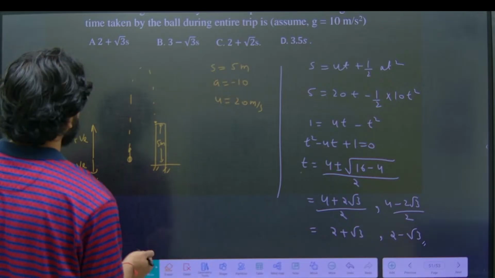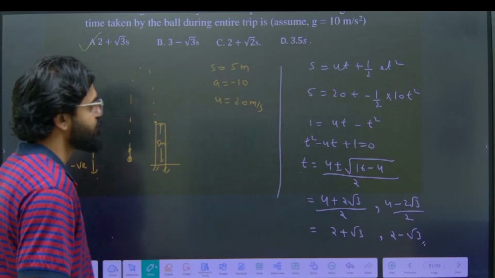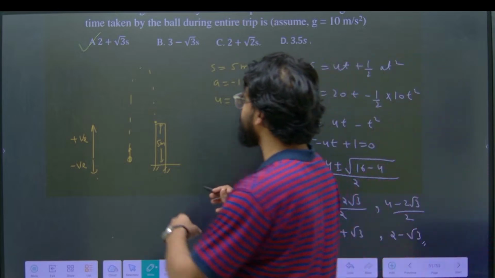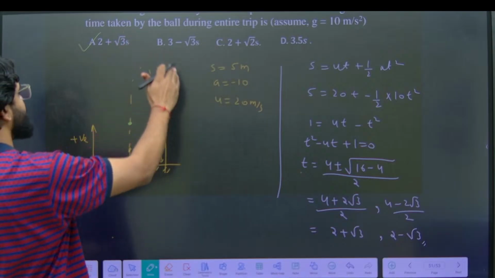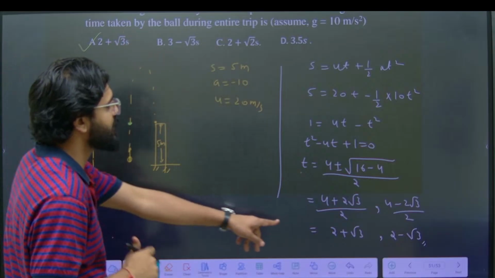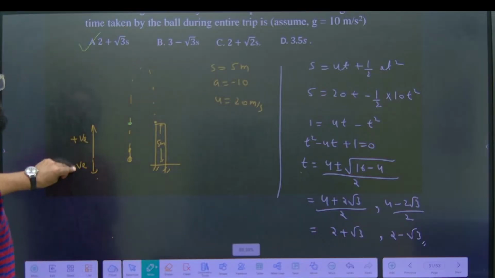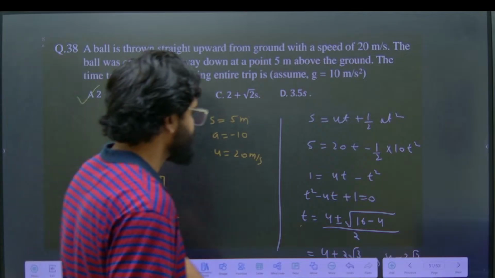So over here our answer is 2 plus root 3. At 2 minus root 3, the object would be over here, when it was going up, and it takes the entire time, that is 2 plus root 3, to come down to the same displacement. So the answer over here should be option A.